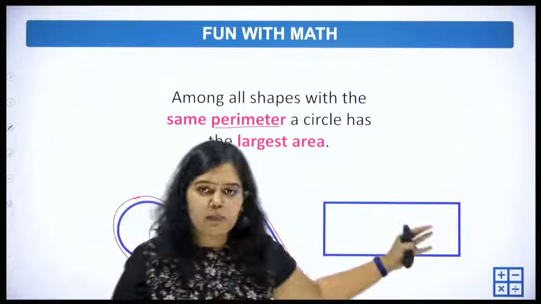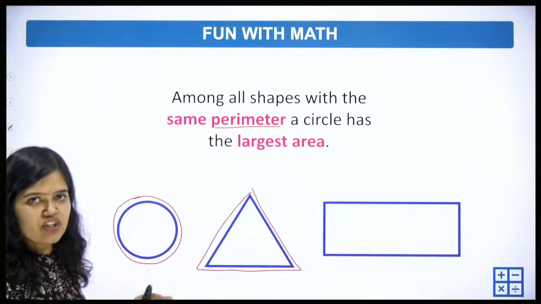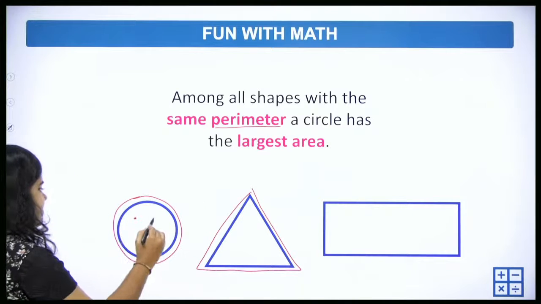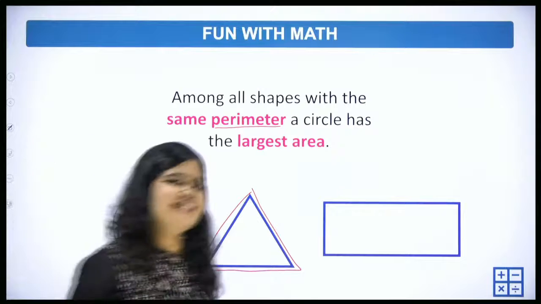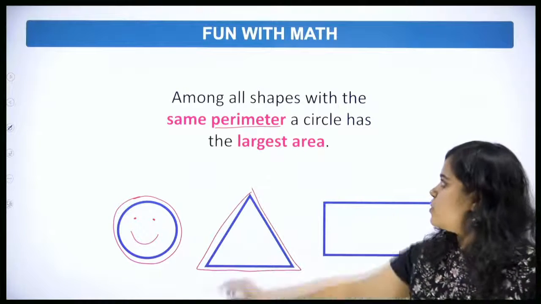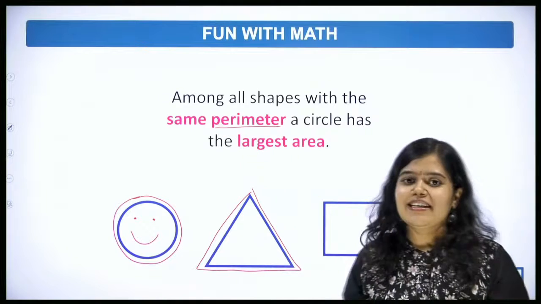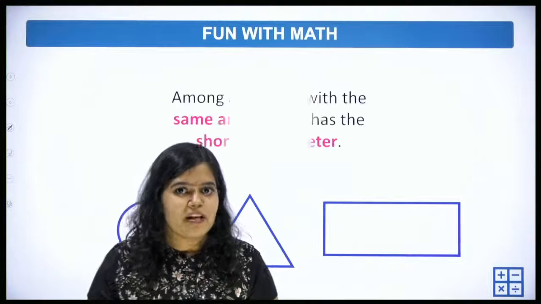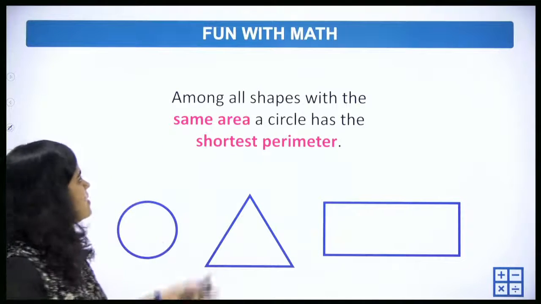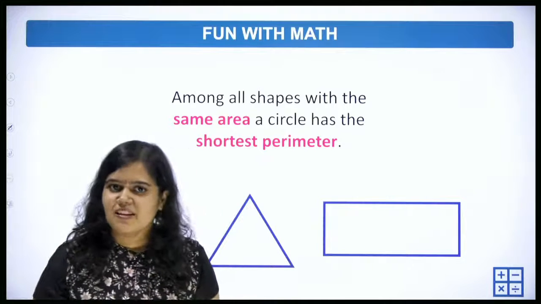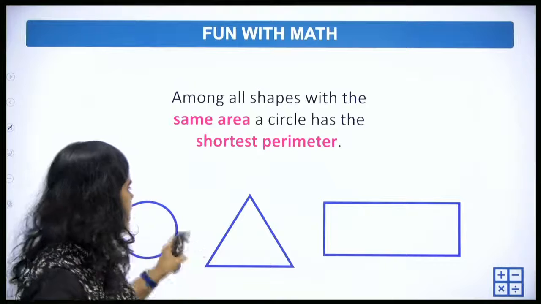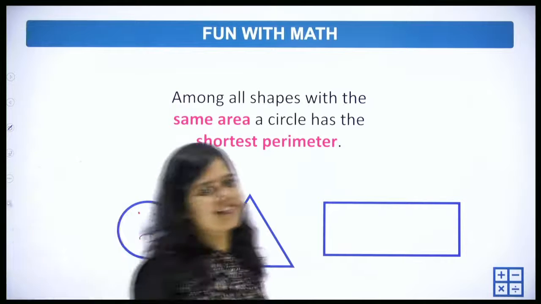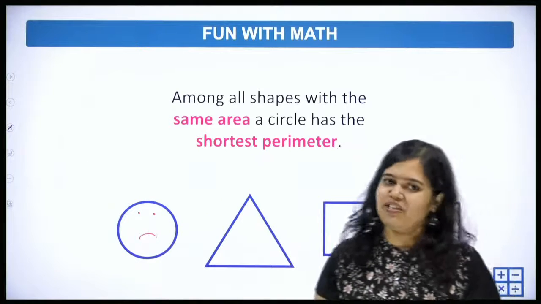Suppose the perimeter is the same for all the 3 shapes, then the largest area is by the circle. The largest area is always by the circle. That is the fact. So if all shapes are of the same perimeter, the largest area is by the circle. Then what if all are of the same area? If all are of the same area, then the shortest perimeter is to the circle. If all are of equal area, then the perimeter of the circle is shortest. Right? So these are the 2 facts.